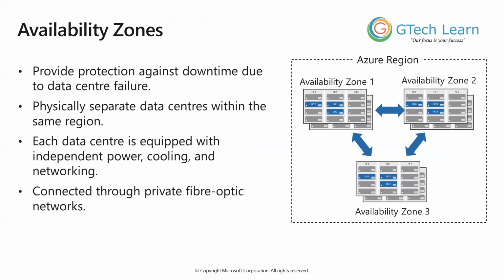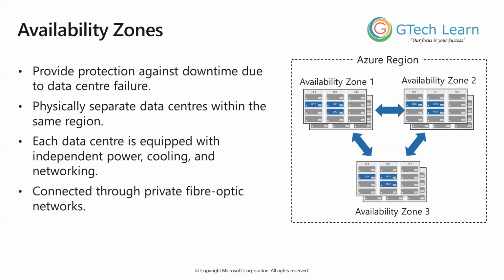Suppose you have created your work in a data center which is located in some region of the globe, and due to some natural disaster, or maybe because of a power outage, that data center fails. Then how will you continue your work on the cloud? For that, availability zone is the best option.